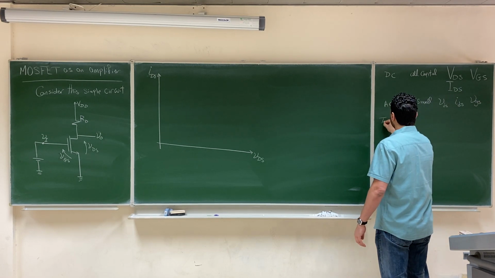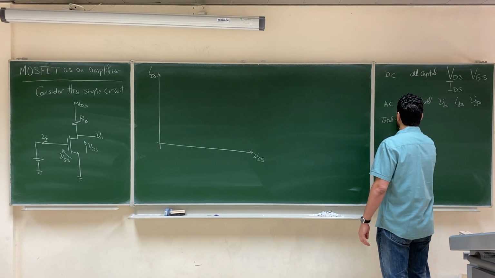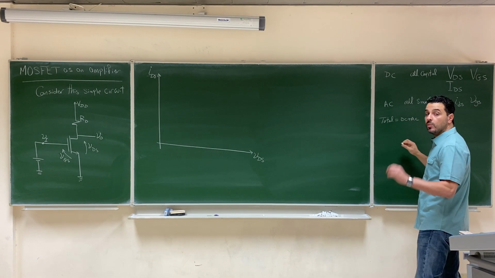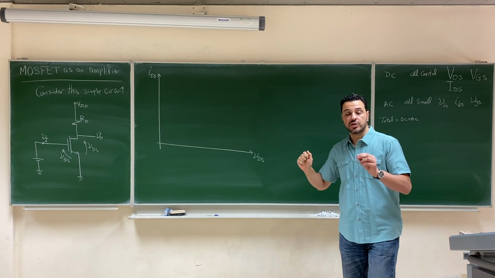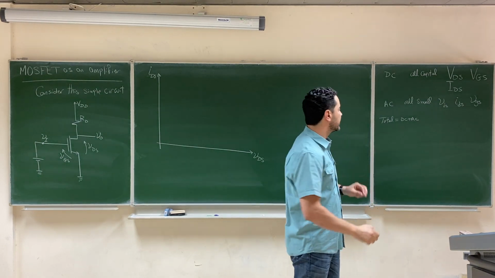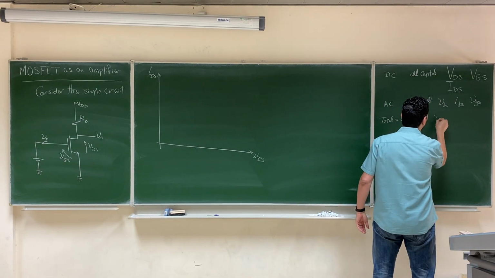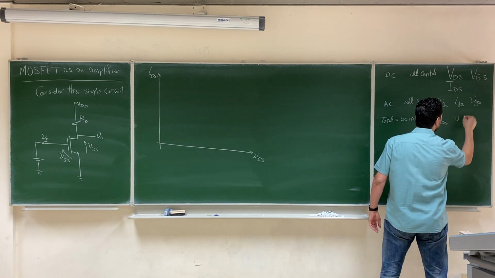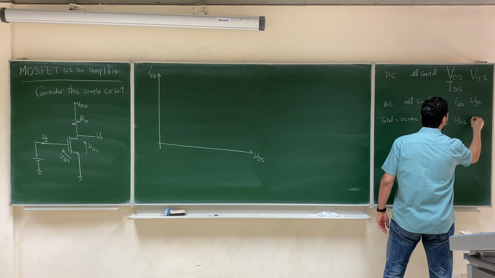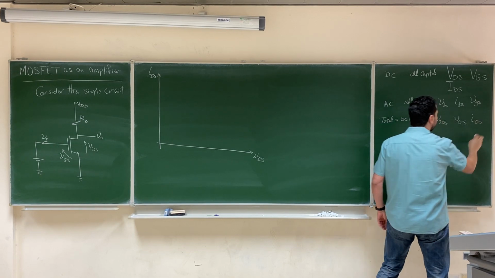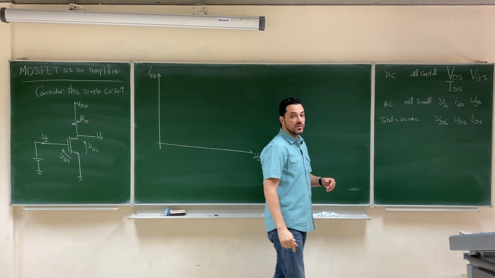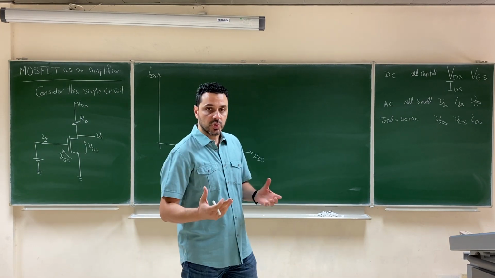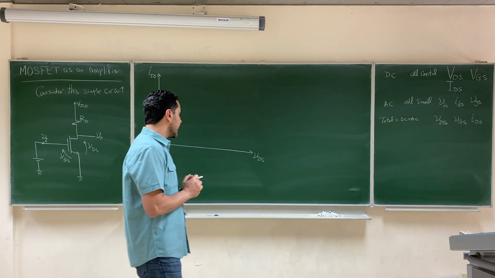For the total, which is the DC plus the AC, we will use a small letter for the voltage or the current with a capital subscript. So we are going to use small v but capital DS, small v but capital GS, small i but capital DS. This is the notation that we are going to use, just to not get confused later. Okay?